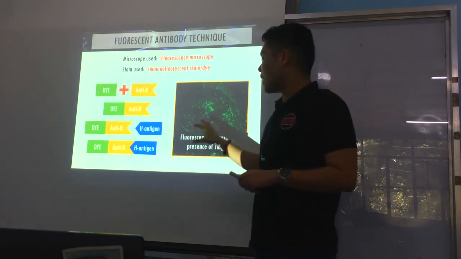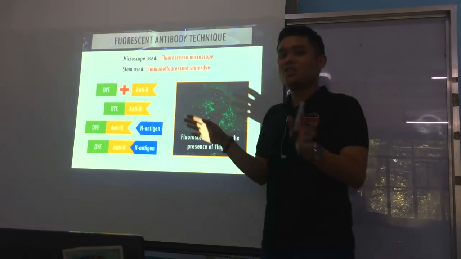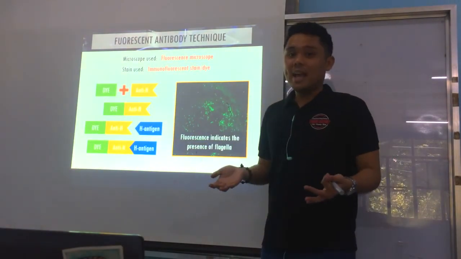siya o light. Muna makitaan siya. But if wala yung H antigen, so wala yung bind sa anti-H. Wala yung reaction na mahitabo, therefore wala yung fluorescence na ma-produce.